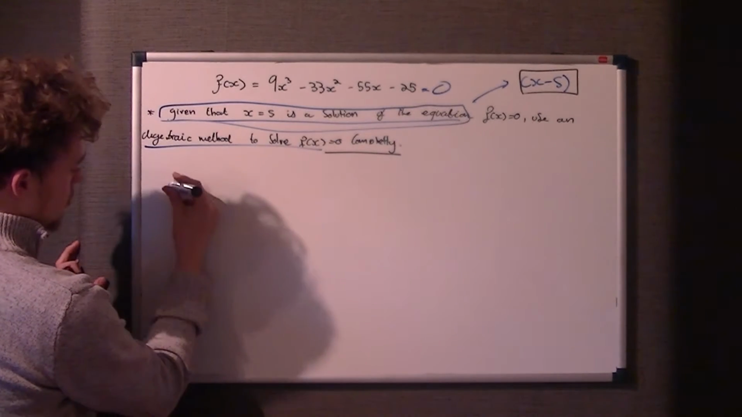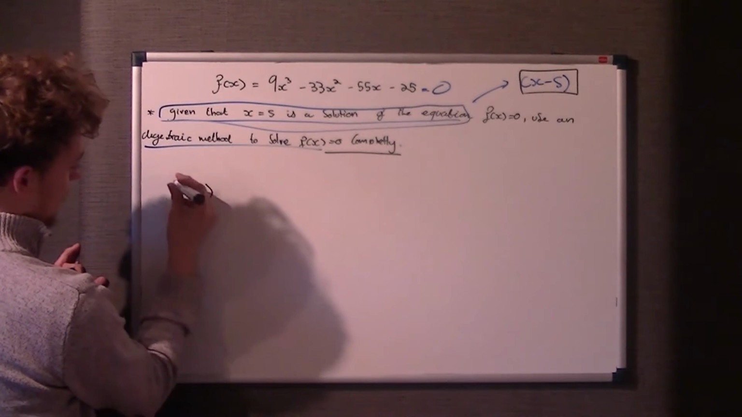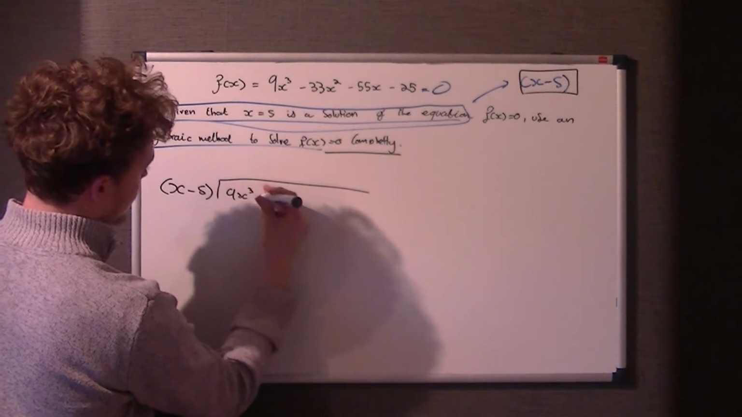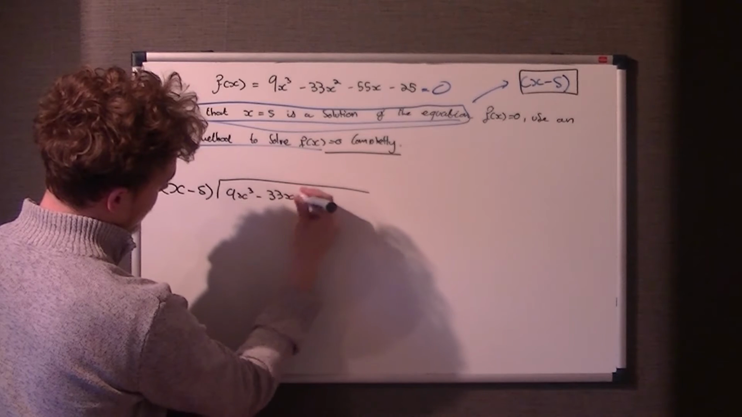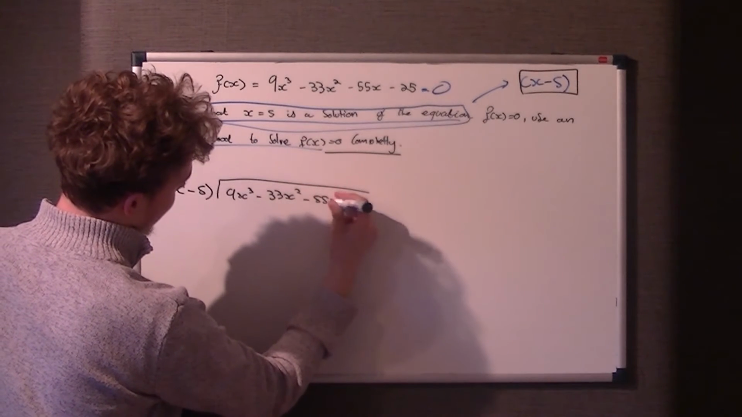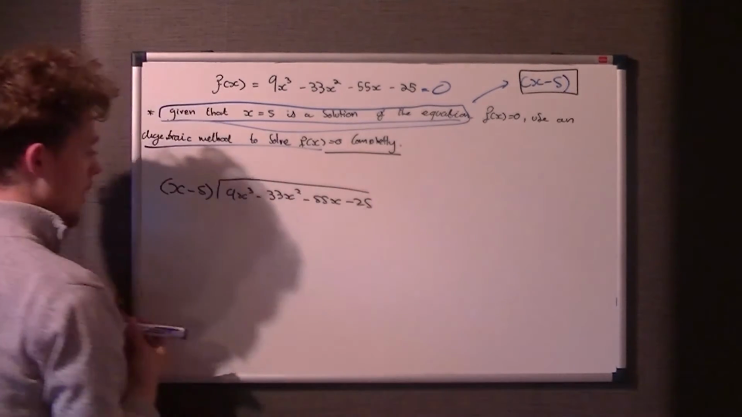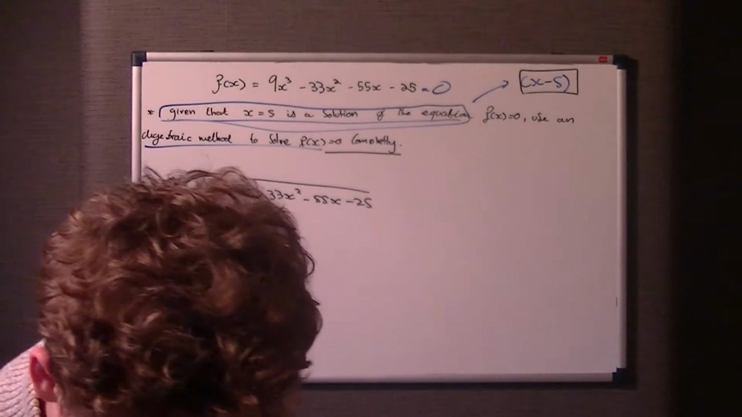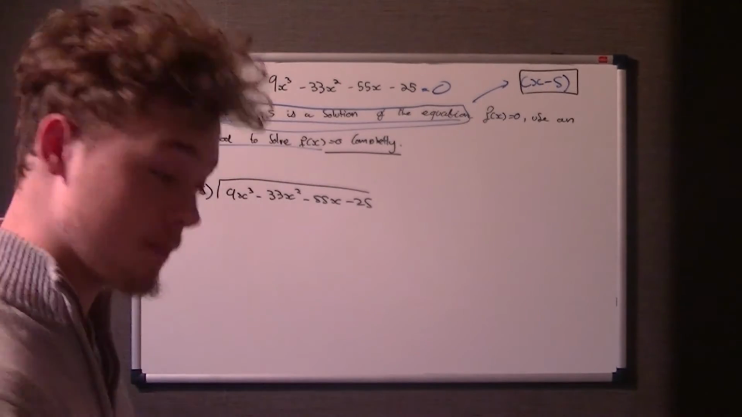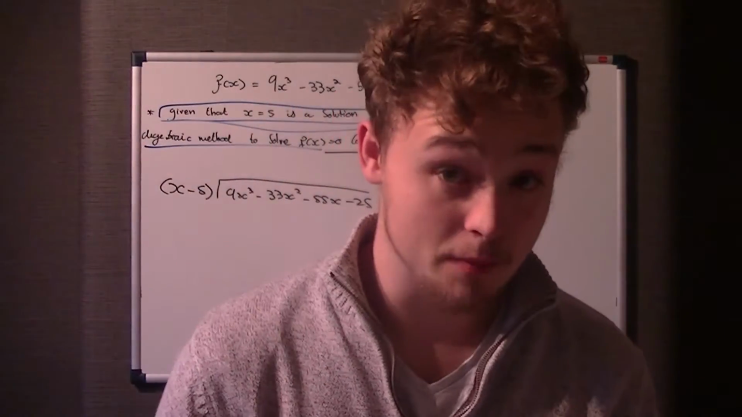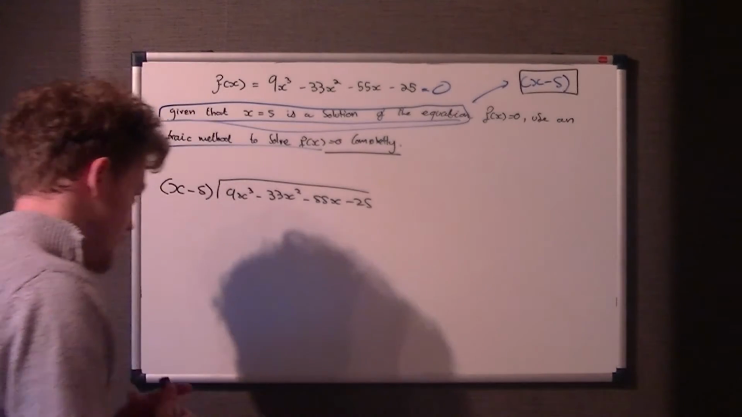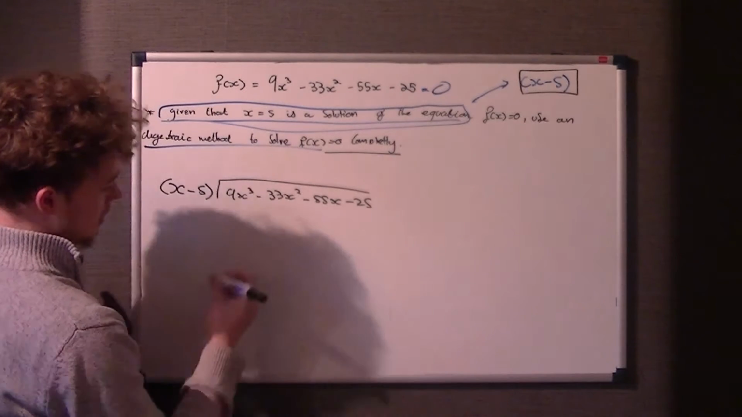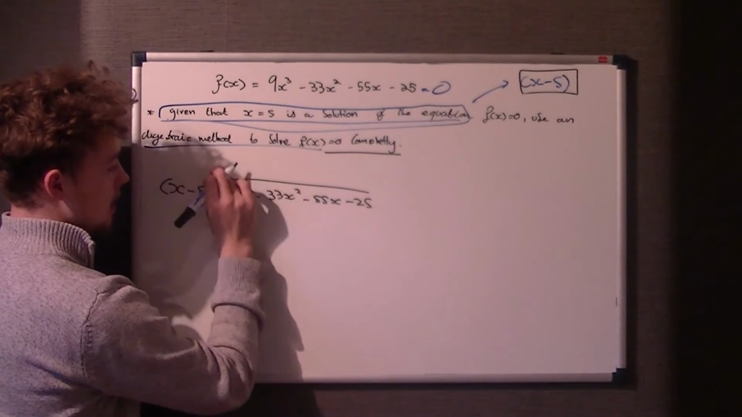Anyway, let's just do what I said. So x take 5 is a factor, so we divide this cubic, 9x cubed take 33x squared, take 55x, take 25, by x take 5. Now, hopefully you're all fairly familiar with algebraic long division. I'm hoping so, because you're looking at the exam, so hopefully you've done the topic. Anyway, it's 9x cubed over x, in other words, the first part of the quotient is 9x squared.